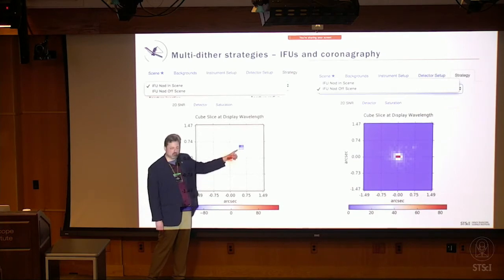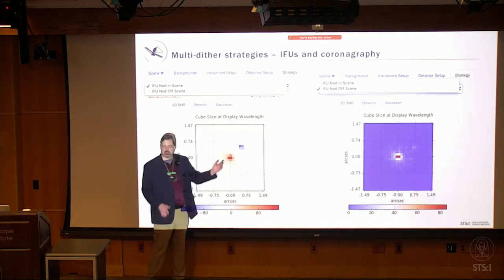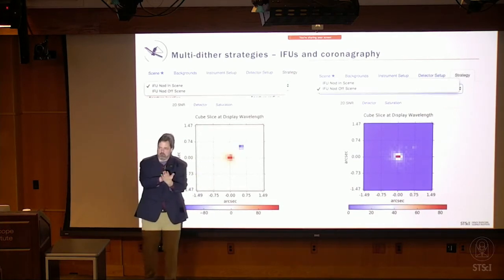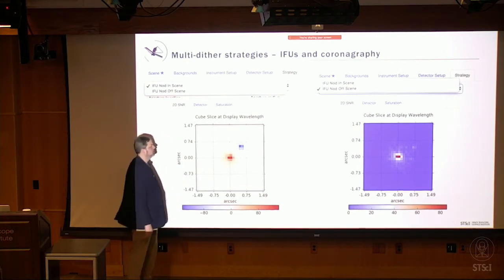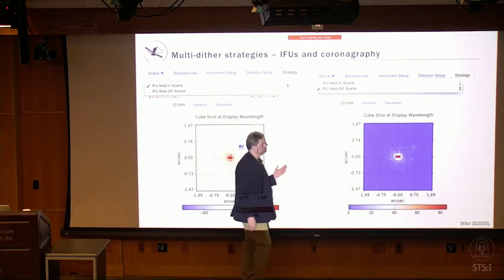But there's no background subtraction, because the background subtraction is taken into account when you subtract the two nods. And so the error is propagated through that subtraction as well. If you have an extended source, you might use a nod off scene.